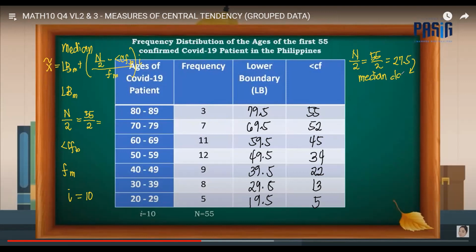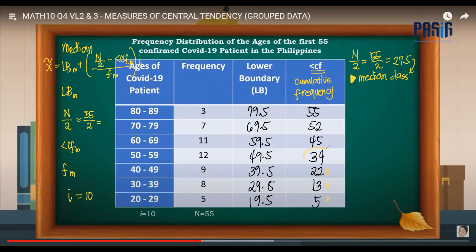Ano yung ibig sabihin ng median class? Dito, out of 1, 2, 3, 4, 5, 6, 7 classes, yung isa dyan will be our median class. At para malaman mo yung median class, you have to first identify the value of n divided by 2, and that is 27.5. Saan natin siya titingnan ngayon? Titingnan natin siya dito sa cumulative frequency. Titingnan natin kung saan included si 27.5. So, hindi siya pwede sa 5 kasi kulang. Sa 13, hindi rin. Sa 22, hindi rin kasi kulang.